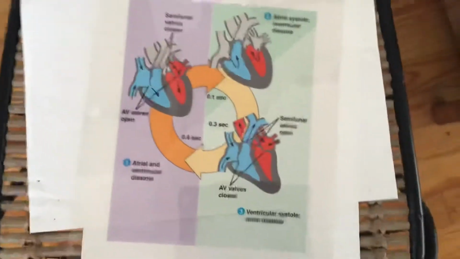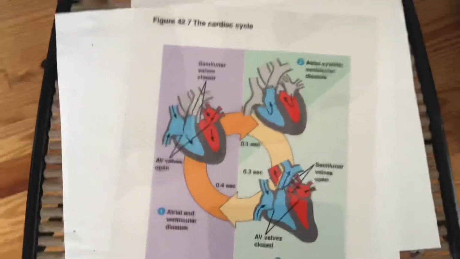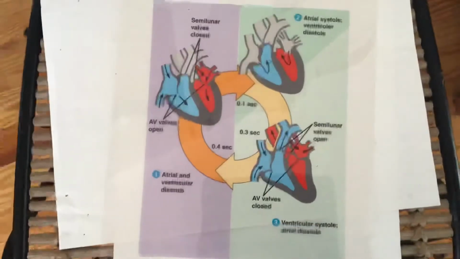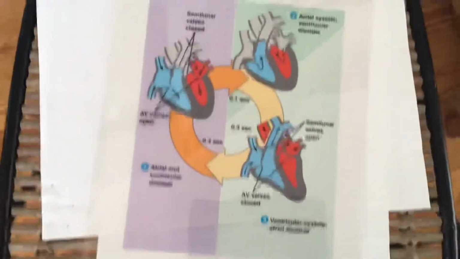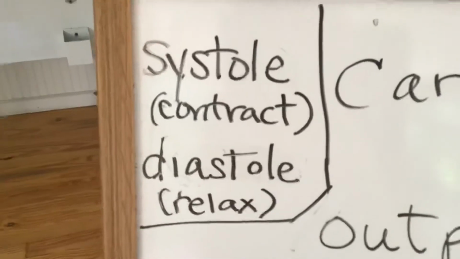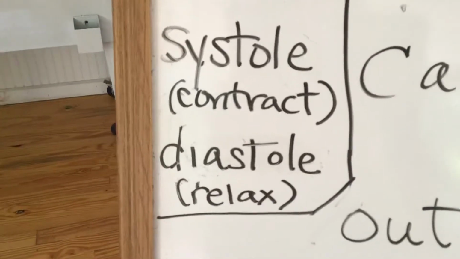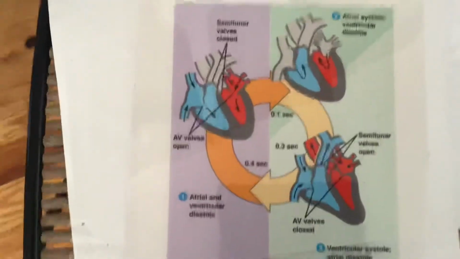Okay, so I'm going to talk about the cardiac cycle. The cardiac cycle is dependent on two things. One thing is systole, which is the contraction of the heart muscles, and diastole, which is the relaxation of the heart muscles. Okay, so if we look at this cycle here, what is happening here?